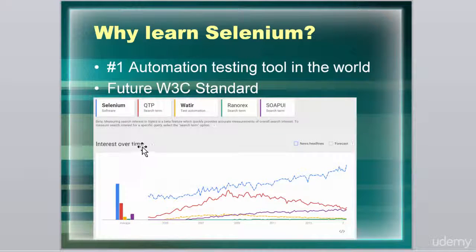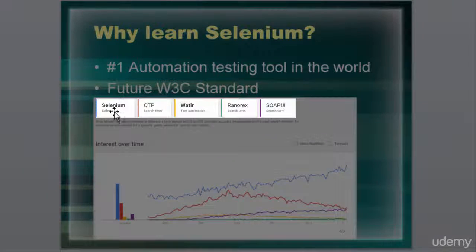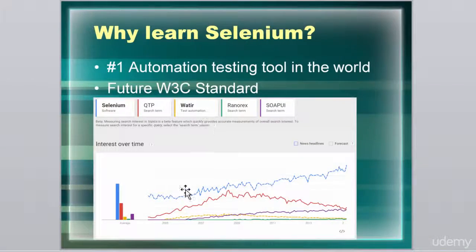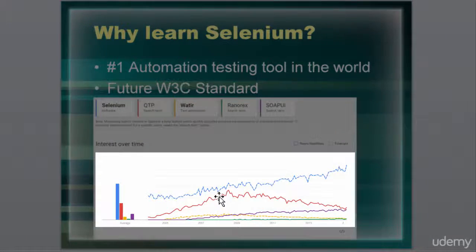And you guys can see I pulled up some of the best automation testing tools out there, like Selenium, QTP, Watir, Ranorex, and SoapUI. And if you guys take a look at the blue line, which is Selenium, and the red line, which is QTP, the second most popular automation testing tool in the world right now, look at this freaking gap. That's not even a comparison. Selenium is #1 by far.